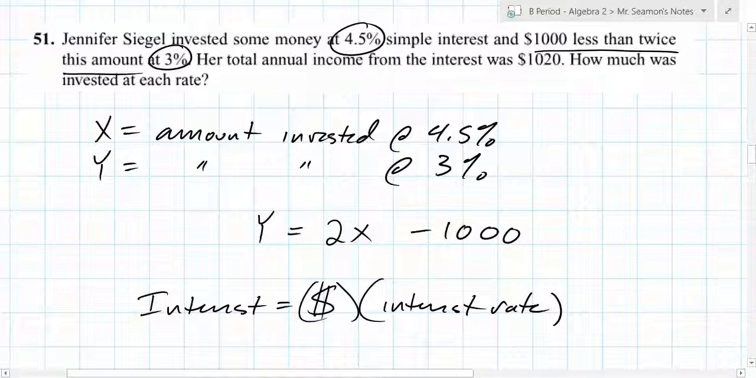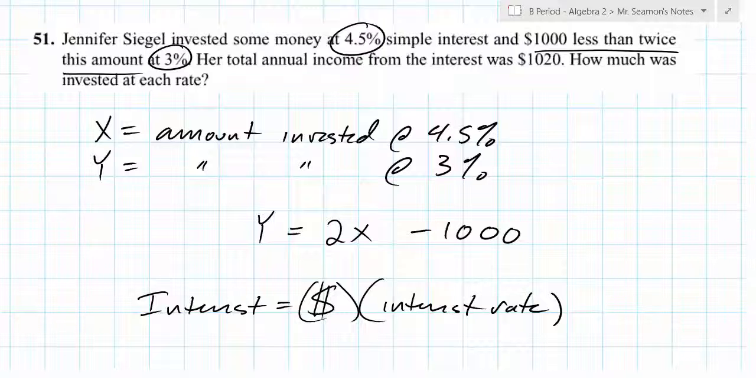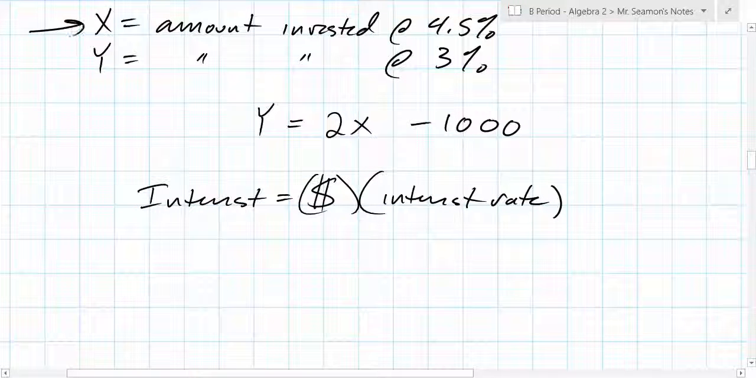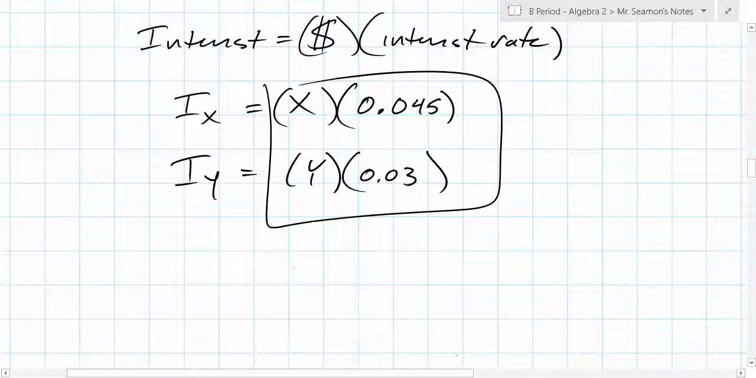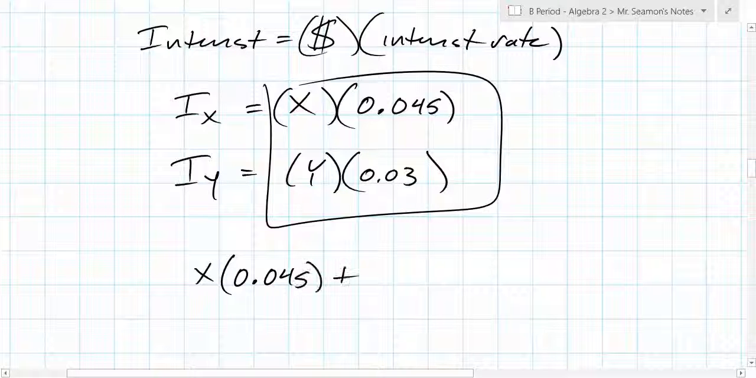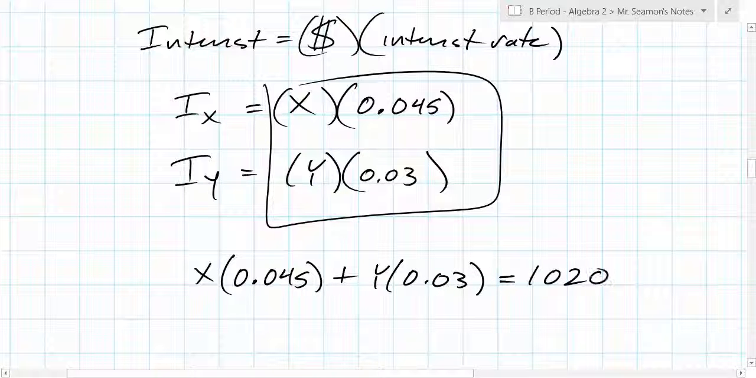What does X represent? The amount of money invested at 4.5%. Use a complete sentence. What does Y represent? The amount of money invested at 3%. Right. Okay, so how much in terms of X and 4.5%, how much interest does this account earn right here? So the interest in the X account is going to be X times what? So you know that X times 0.045 plus Y times 0.03 is going to equal what? Exactly.